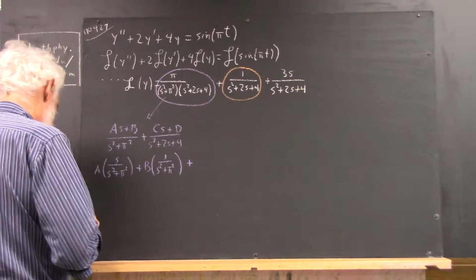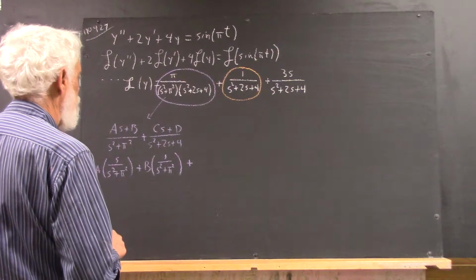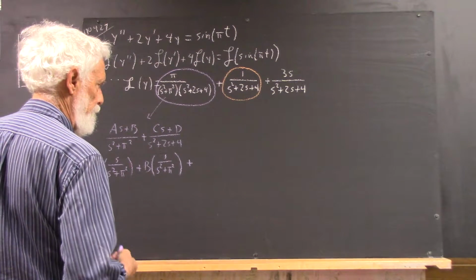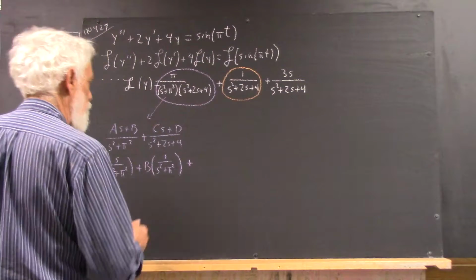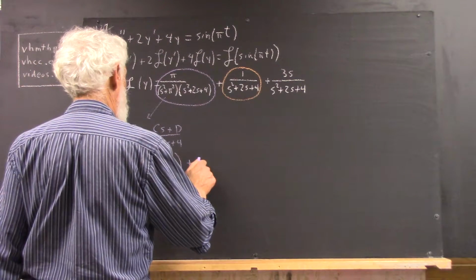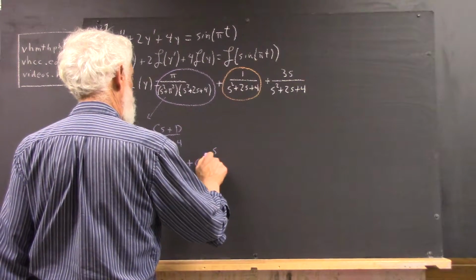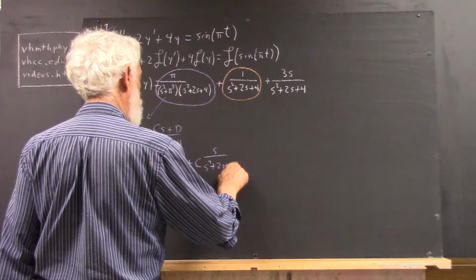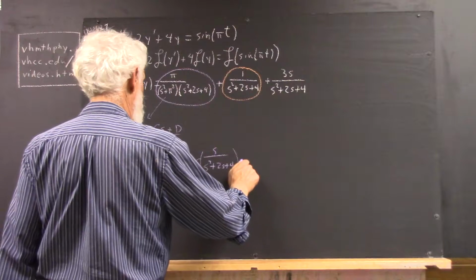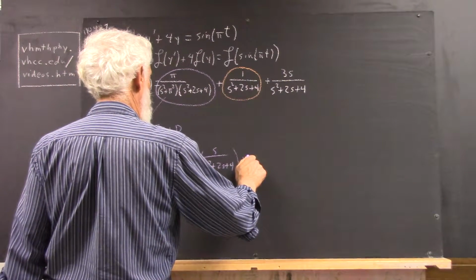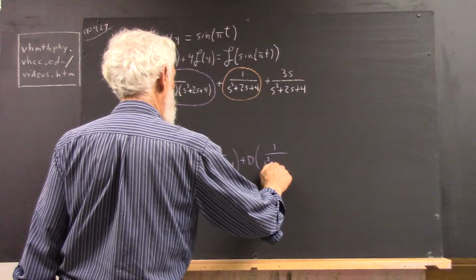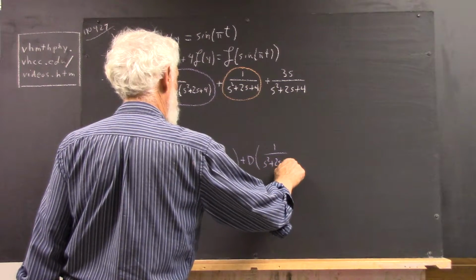this thing, and I want to change colors here, okay? And yeah, I can write this as C times s over s squared plus 2s plus 4. Clearly I can do that, I just want to make sure I wanted to. Plus D times 1 over s squared plus 2s plus 4.